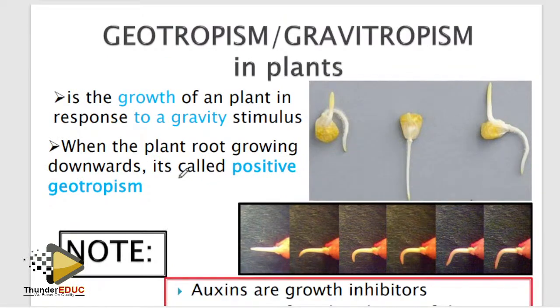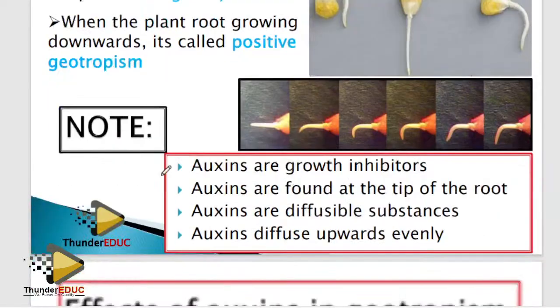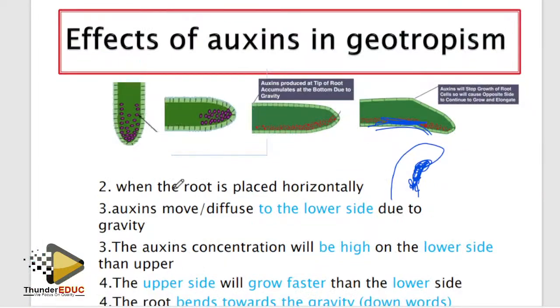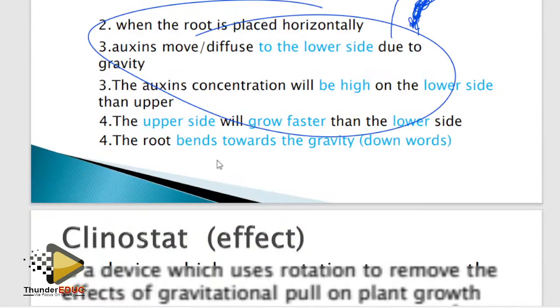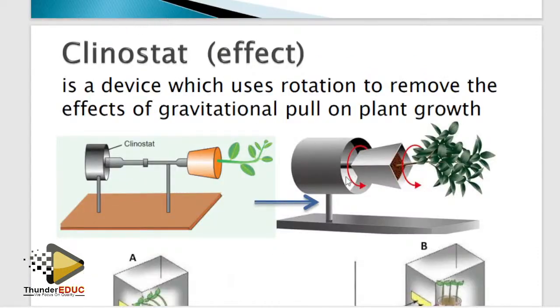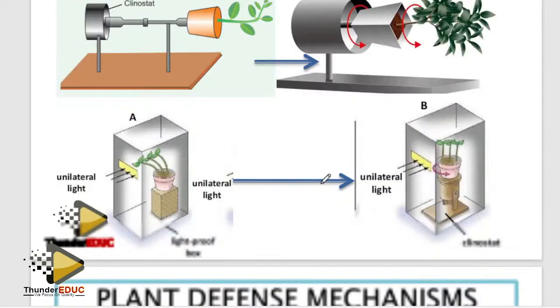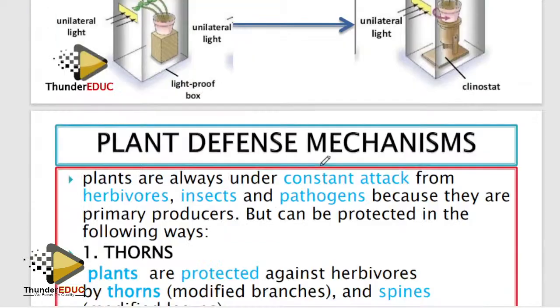Know this, yeah, for root and the shoot. A clinostat is an instrument which is used to remove the effect of gravity. So the plant will not bend, whether you are upside down or what, it will not bend, it will grow straight. Why? Because the effect of auxin is being removed due to gravity.